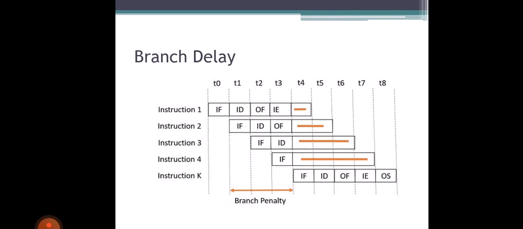So this is all about pipelining. Basically, pipelining is used to improve the performance of the system by improving its efficiency.